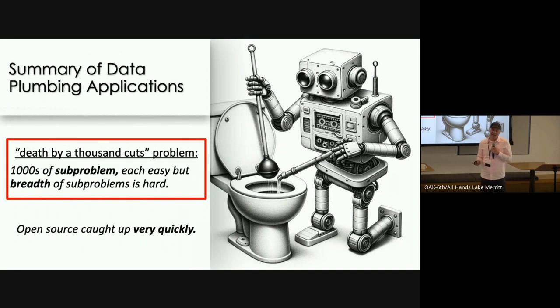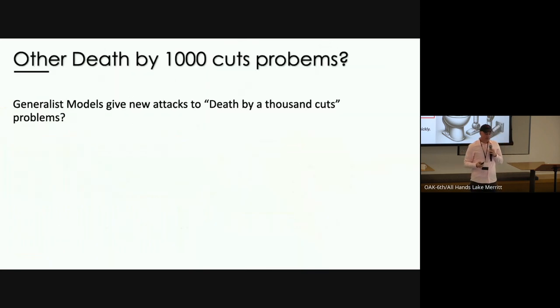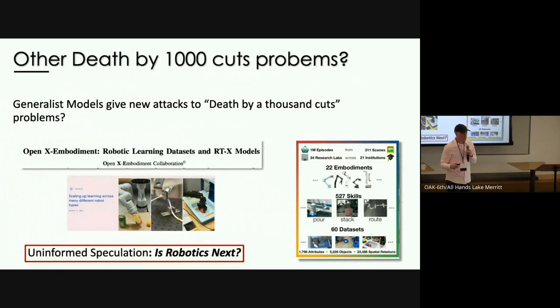Now you may look at this and say, I don't care about these robots cleaning out toilets. What do I care about? And I'll just say there are other death by 1,000 cuts problems that are really exciting to me. Now, I'm not a roboticist, but I have friends on the faculty who are. And one of the things that came out just recently was this paper I just think is super cool, so I wanted to bring it to your attention, which is this OpenX embodiment data set, RT-X. This is really cool to me.